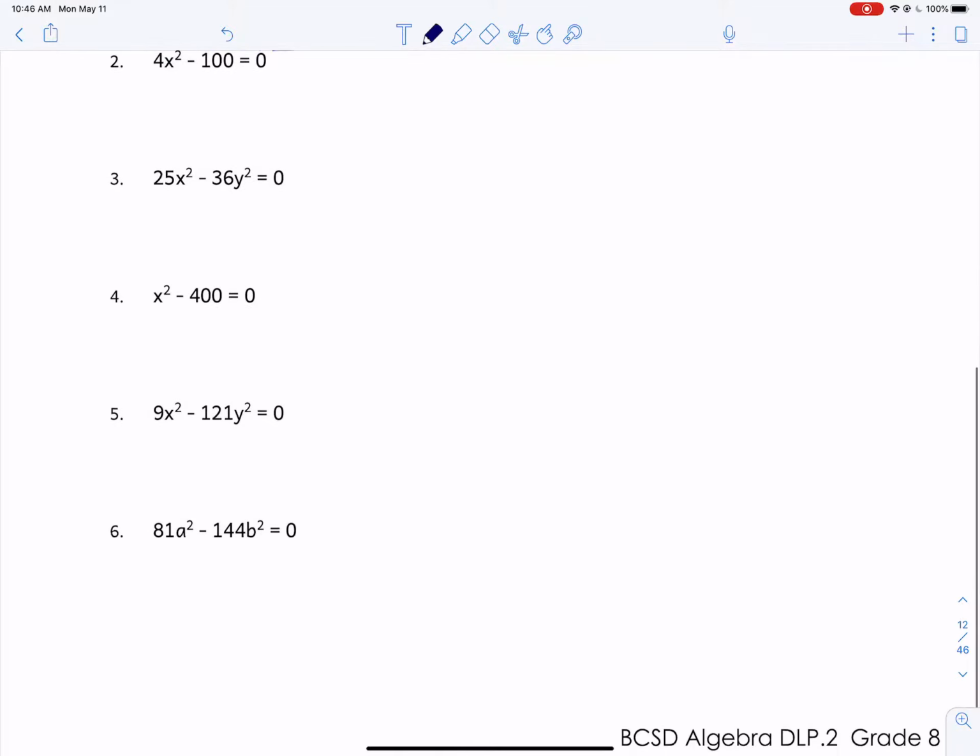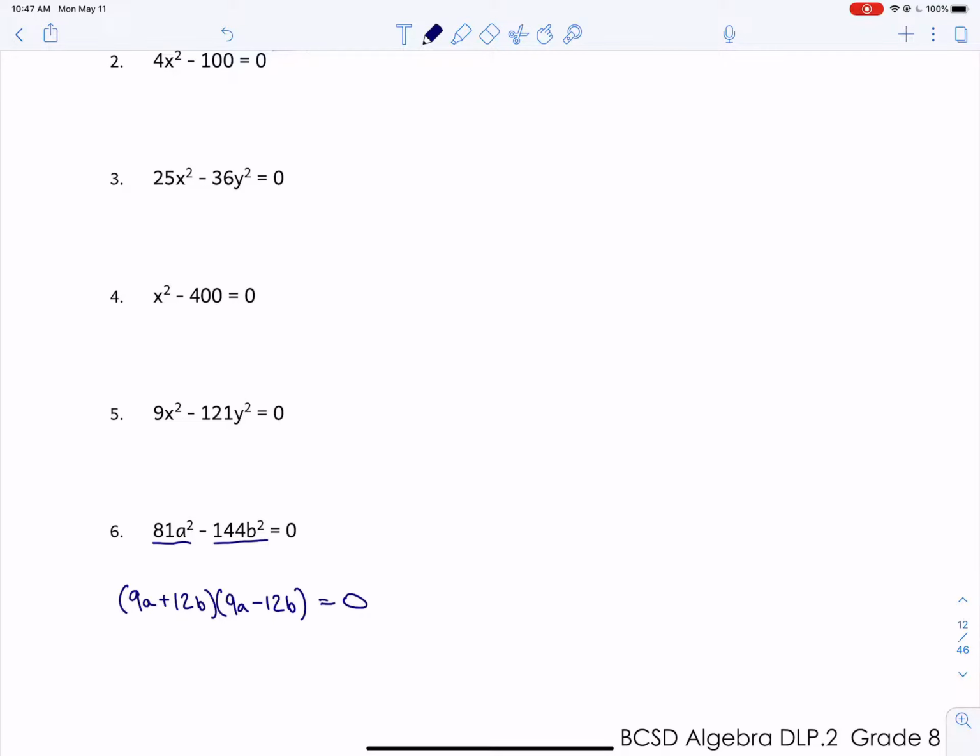So looking at the last problem, I'm just going to focus on this term here and this term, and not that symbol in the middle. So I set up my factors. And then 81a squared. What's the square root of that? The square root of 81 is 9. The square root of a squared is a. And then always we're going to have opposite signs. You could put the minus first, it's fine. So a plus and a minus. And then the square root of 144 is 12. And the square root of b squared is b.